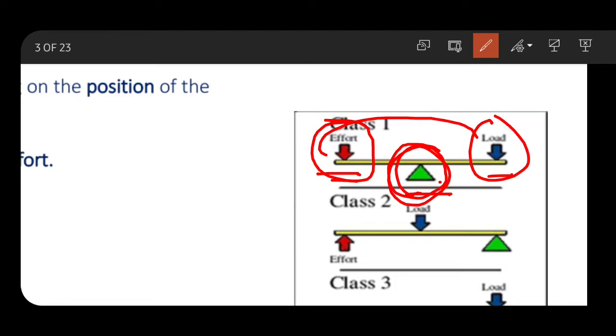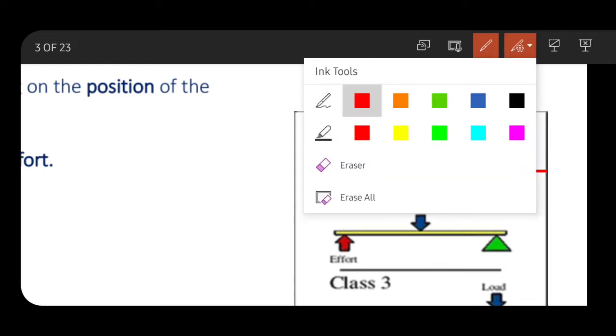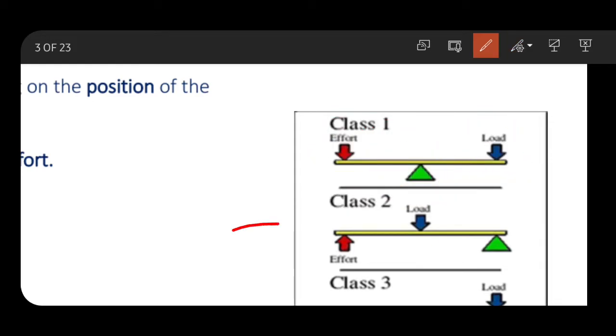So, the fulcrum is the support. It is providing support to the effort and the load. This is the fulcrum. In the first class lever, the fulcrum is between the load and the effort. This is the effort and this is the load. It is called a first class lever.